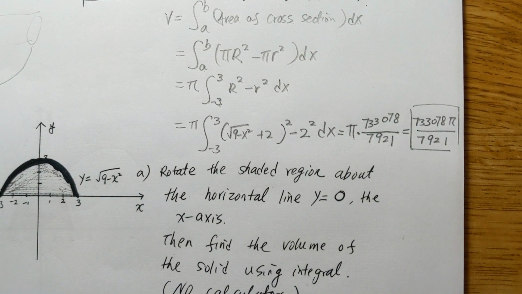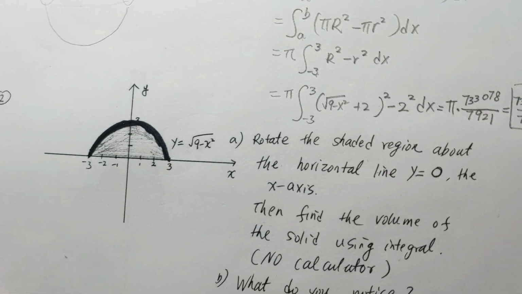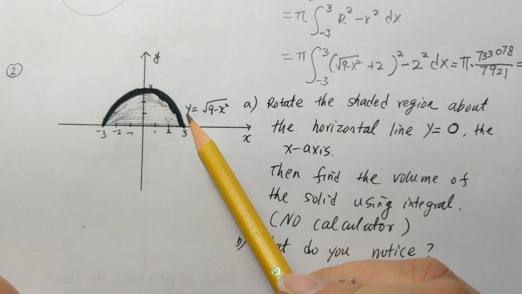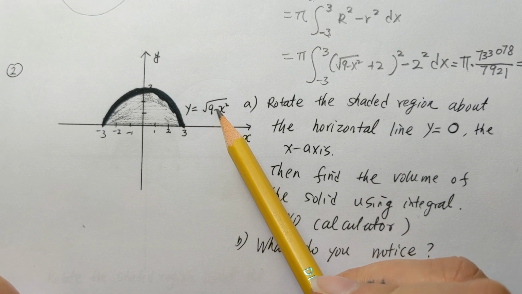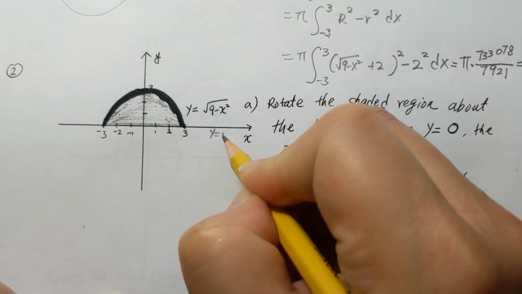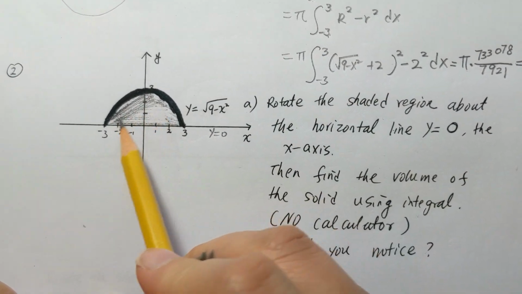Now let's go to question number 2. Question number 2 is basically the same graph, y equal to square root of 9 minus x squared. It's bounded with the x-axis, y equal to 0. So this is the shaded region.